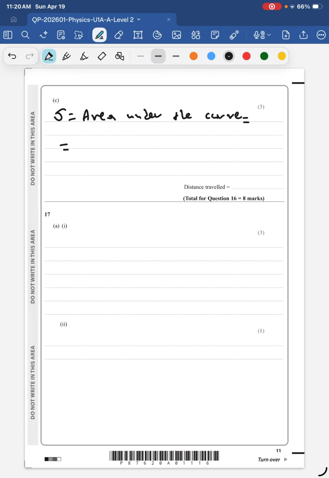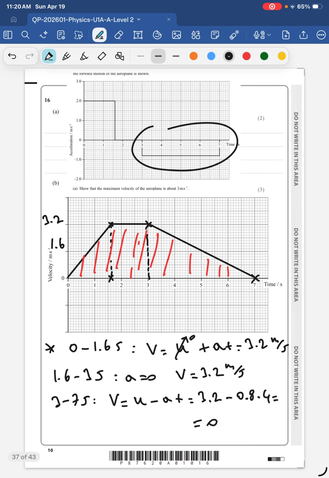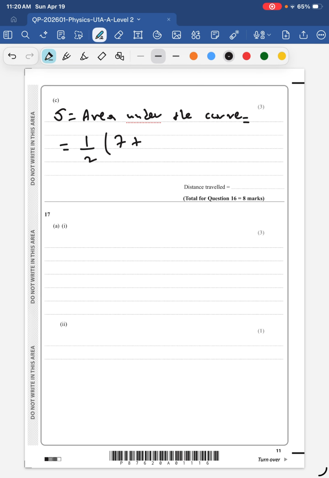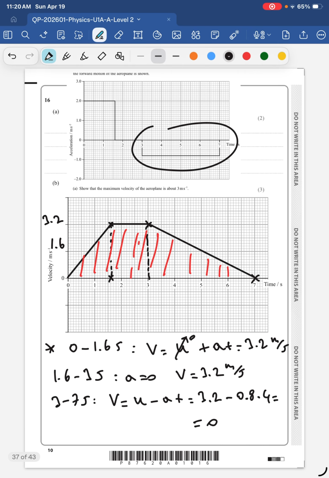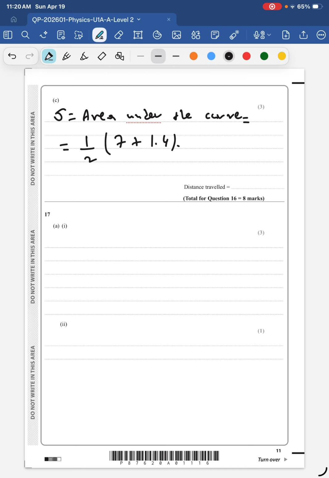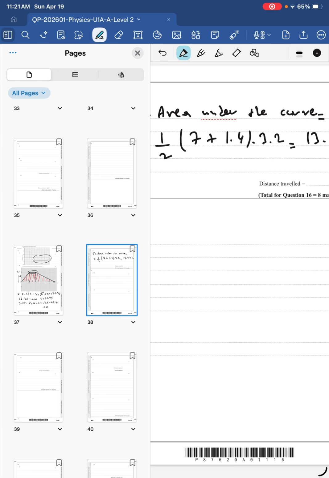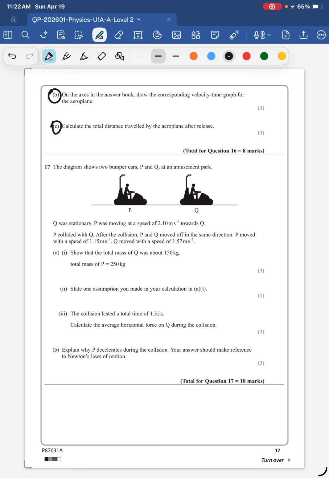Okay, so this is a trapezium, and the area of a trapezium is 1/2 times base 1, which is 7 seconds, plus base 2, which is 1.4 seconds, this part over here, times the height, which is 3.2, yields 13.44 meters. This was a nice problem, I believe, and this was question number 16. Let's move on. Okay, question 17.